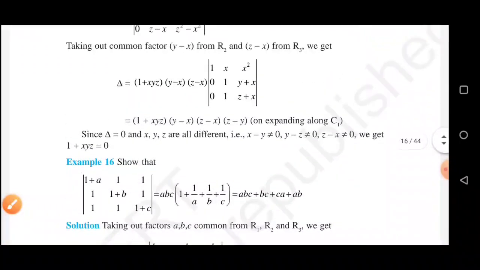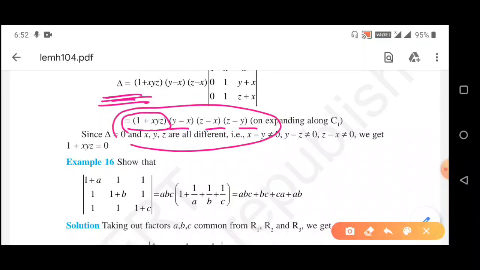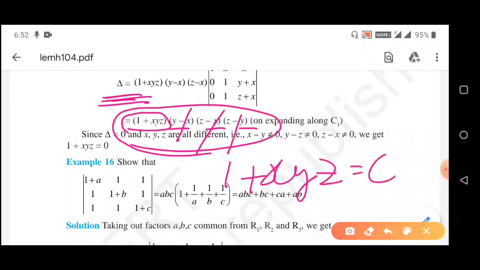Now see, since this cannot be equal to 0 and we know this delta is equal to 0, we are left with this 1 plus xyz. So to get delta equal to 0, any one of these 4 factors should be equal to 0. This cannot be equal to 0, this cannot be equal to 0, this cannot be equal to 0. So this 1 plus xyz should be equal to 0. So this is our example 15.